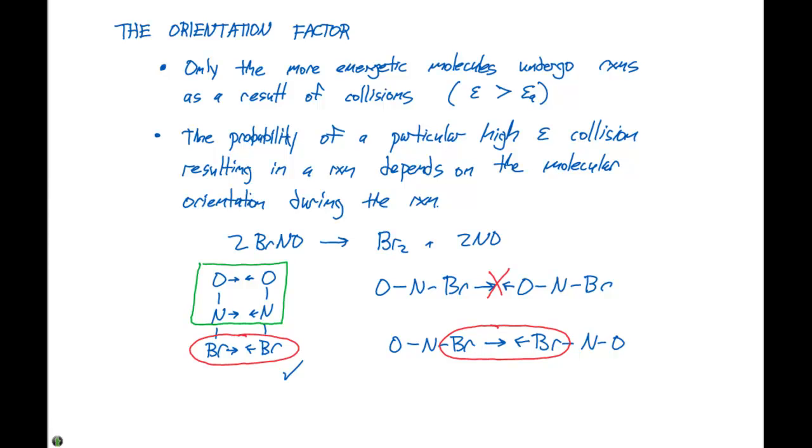Okay, so this is illustrating that the orientation will matter in a particular reaction, and there was a guy named Arrhenius who looked into both of these requirements, both the orientation factor and the collision model, to propose his theory of the rate constant.